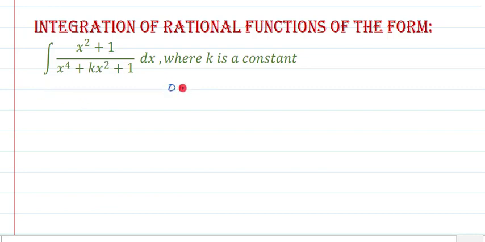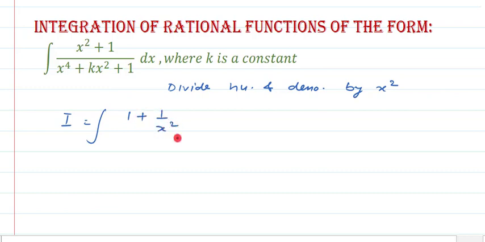And this change is very simple. Just divide the numerator and denominator by x square. So let us see what happens if we divide the numerator and denominator by x square. We are left with 1 plus 1 upon x square over x square plus k plus 1 upon x square, where k is simply a constant, and dx.